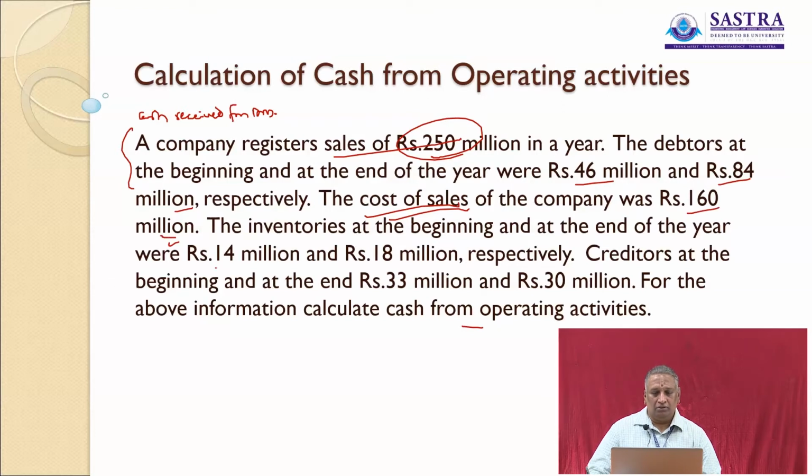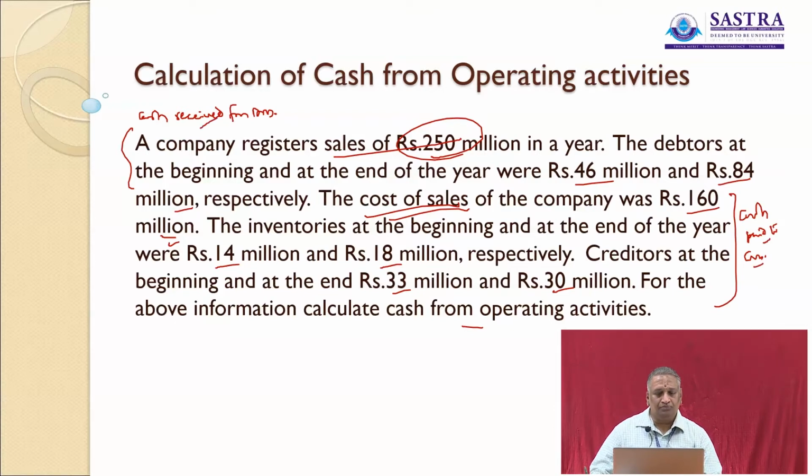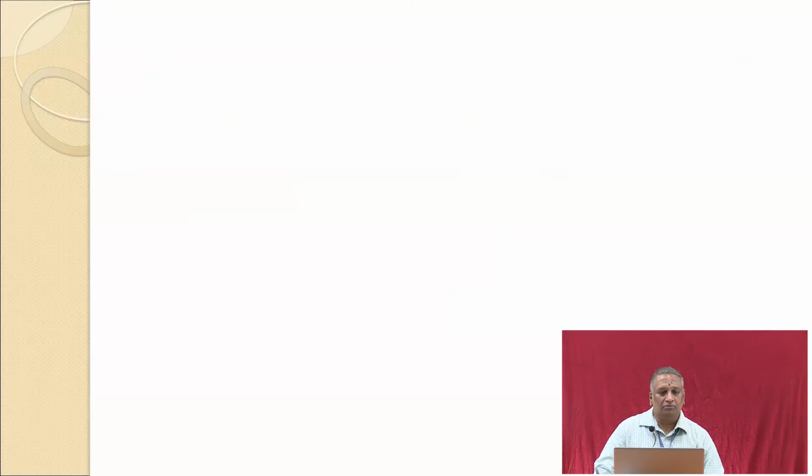And the inventories at the beginning and at the end are given. Similarly, opening and closing balance of creditors are also given in the question. So, by using this information, we can calculate cash paid to suppliers, cash paid to creditors. And then when you compare payment towards creditors and the receipts from debtors, there is no other information. It's a question exclusively on receipts from debtors and payment towards creditors. So we do the calculation now.